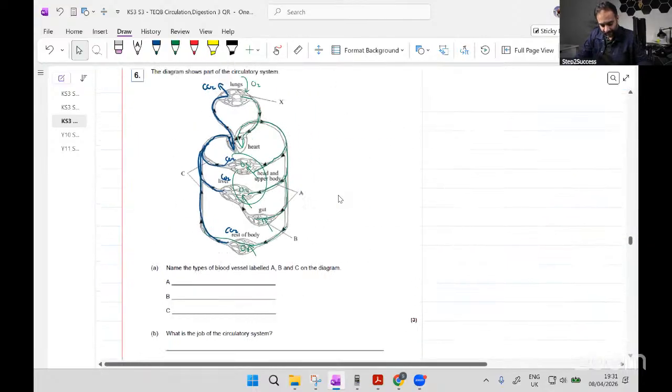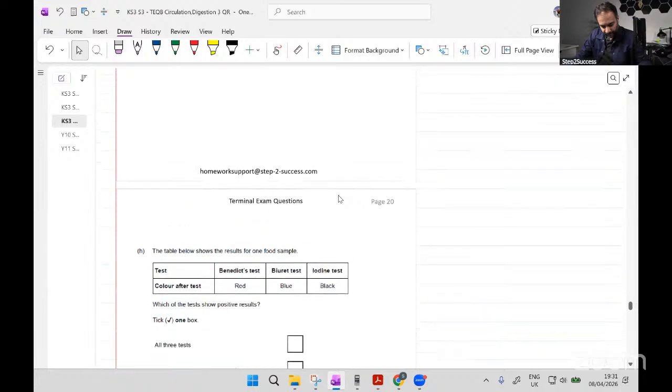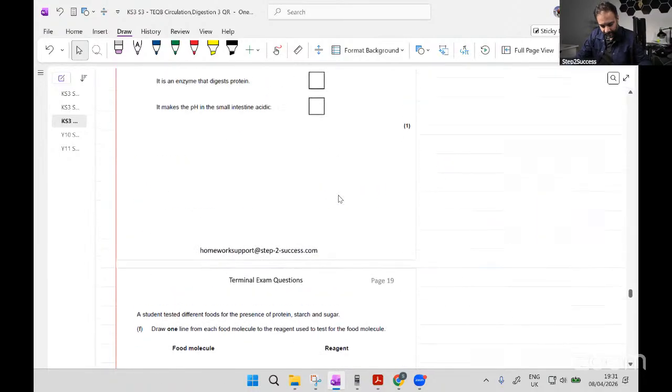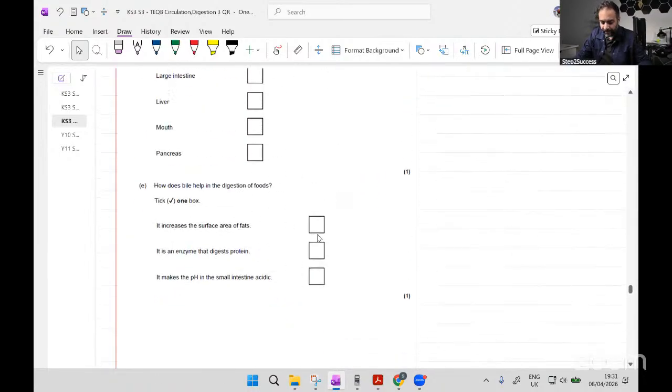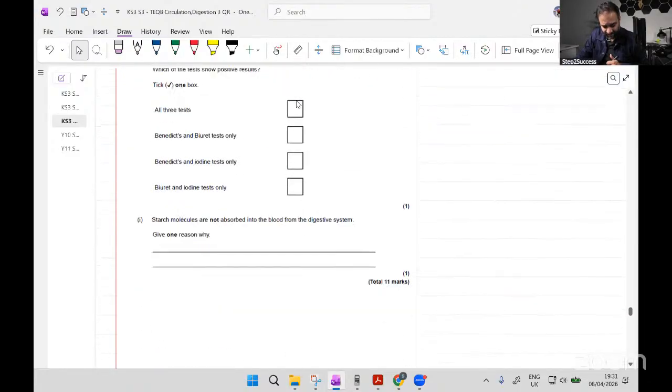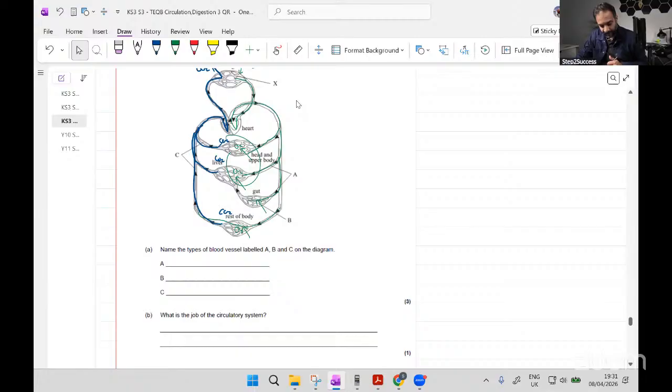5E in that one. I thought I did that earlier. How does bile help the digestion of food? It is this answer here: it increases the surface area of the fat. It's a few repetitions of these things. Six, I think I just did, didn't I? Yeah, not all of it. Well, okay, fine, I'll do all of six.